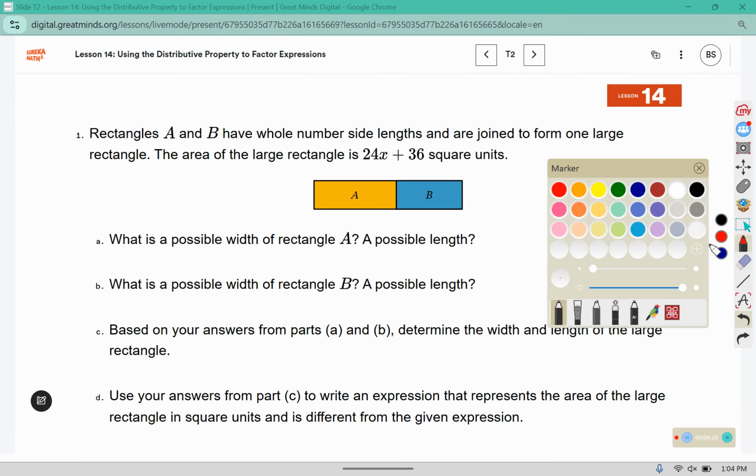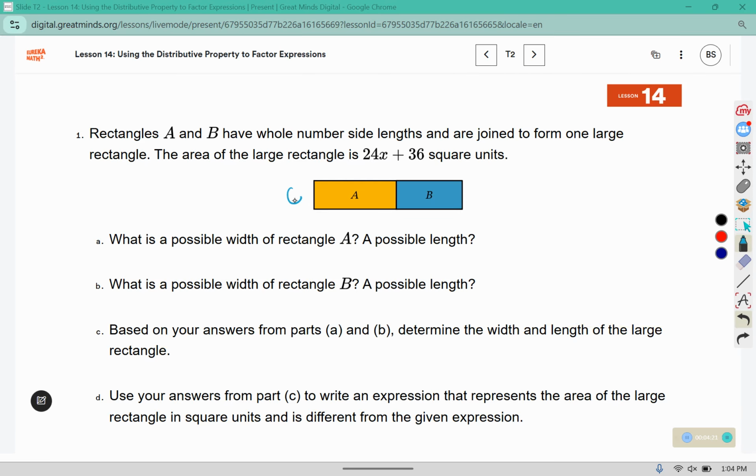Or if we made the width be 6, 6 times 4 gives us 24, so 6 times 4x is 24x, and 6 times 6 is 36. So we could have this expression also. We're using factors of 24 and 36 as our width.